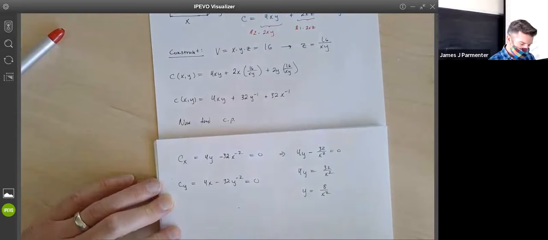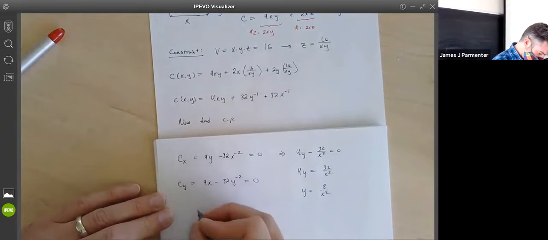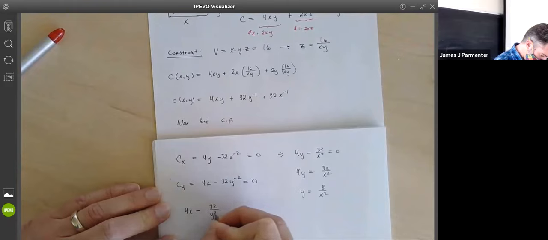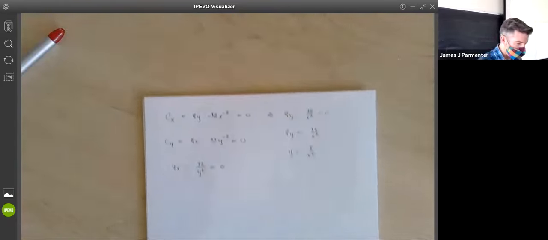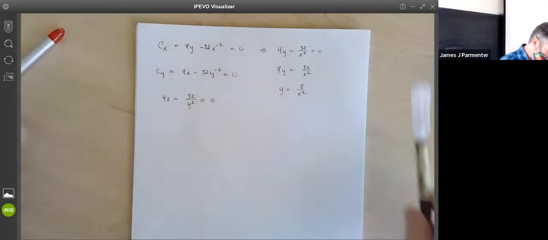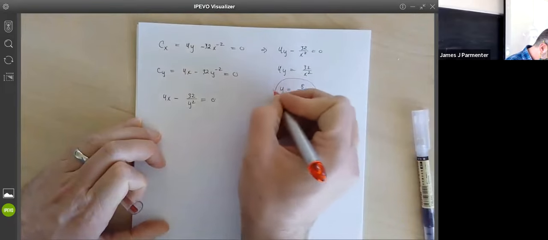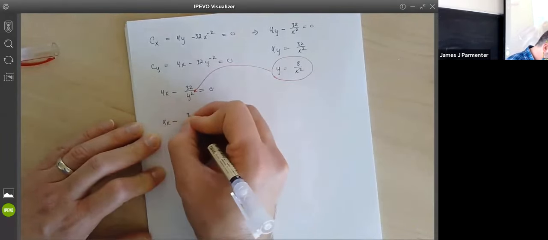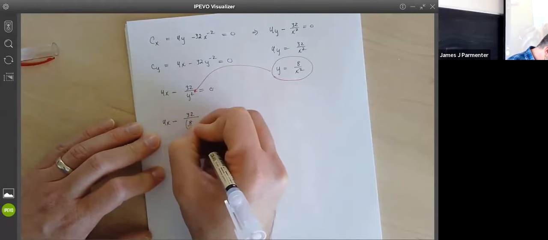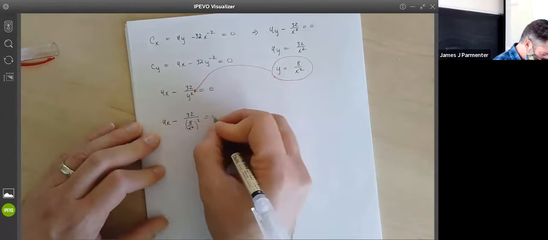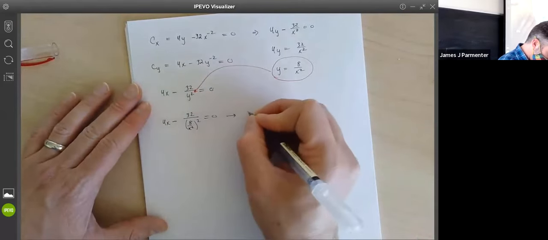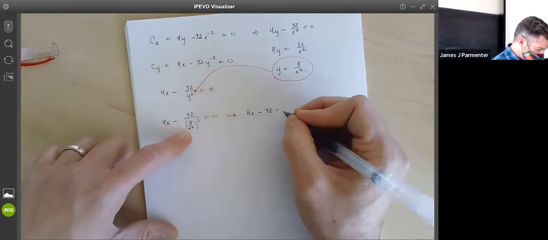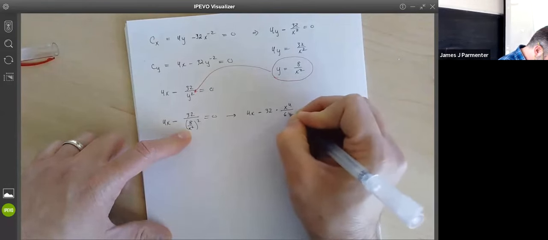And before I plug that in over here, I'm going to rewrite this. So this is going to be 4x minus 32 over y squared equal to 0. All right, so this is where things do get a little bit messy. So we're going to plug in y into this other equation. So let's see, we're going to have 4x minus 32 over 8 over x squared, squared. Great, I know how to flip and multiply. This is going to be 4x minus 32 times, 8 squared is 64, x squared is x to the fourth, so it's going to be times x to the fourth over 64.